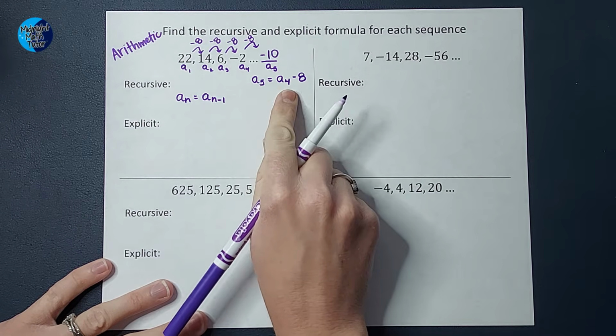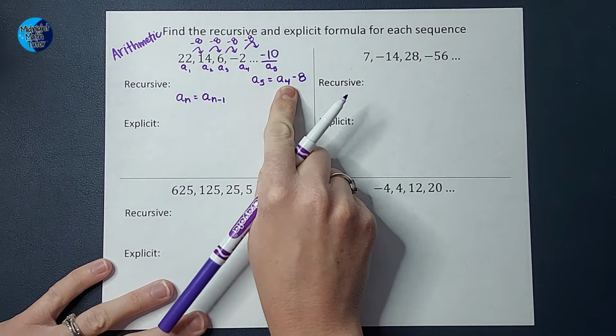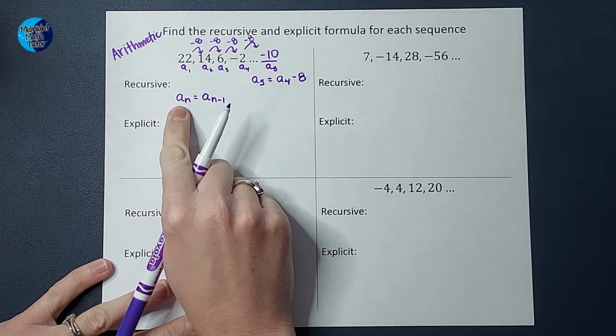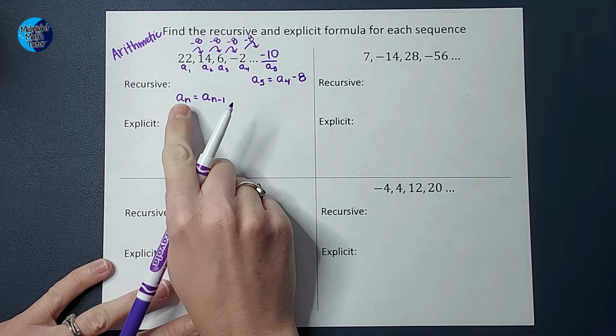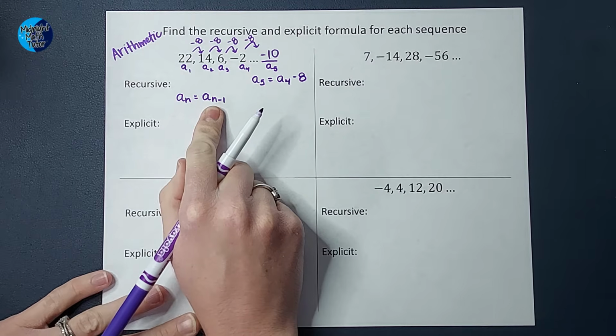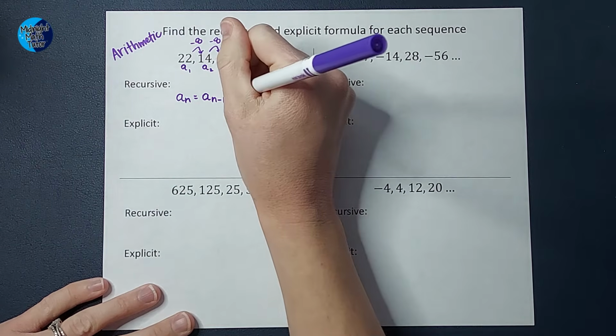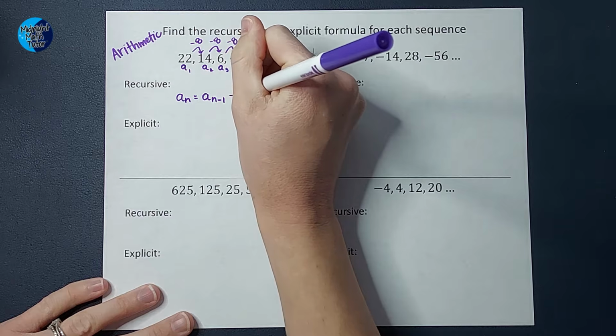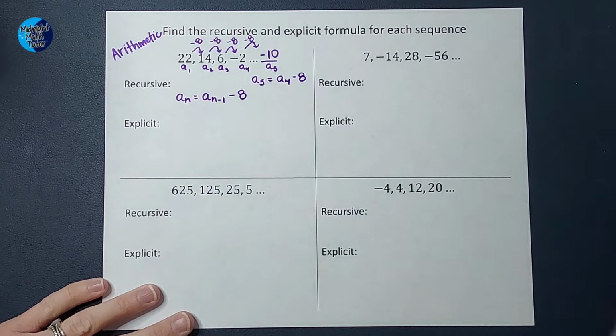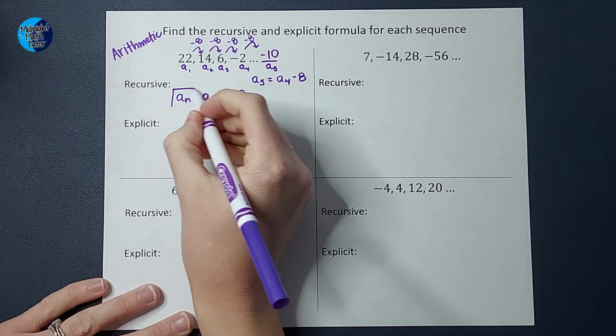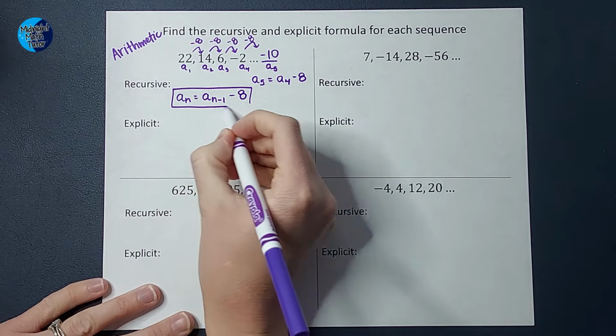Okay, isn't that a sub n minus 1? Yes. So that means whatever number you want to find, take the one before it. And in this sequence, we are subtracting 8. Obviously, it'll be different for whatever ones you are doing. Guys, that is my recursive formula.